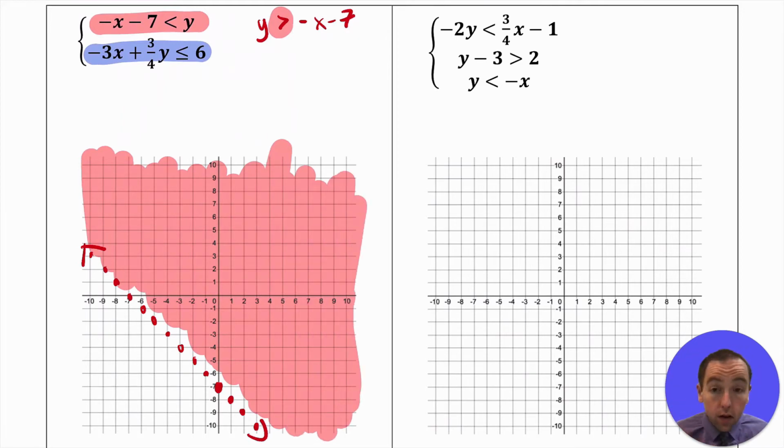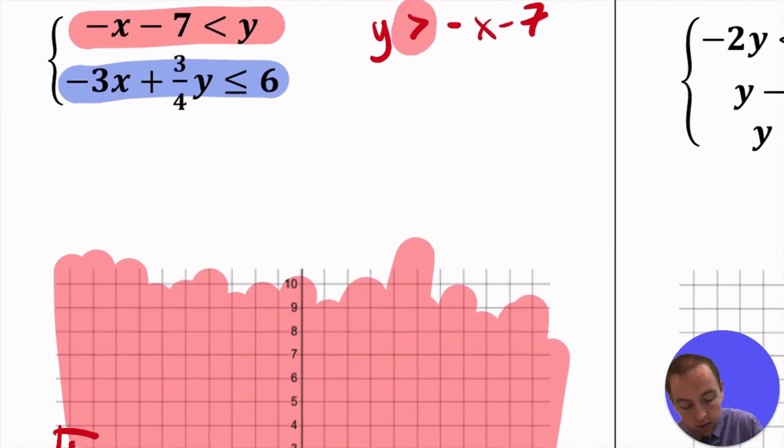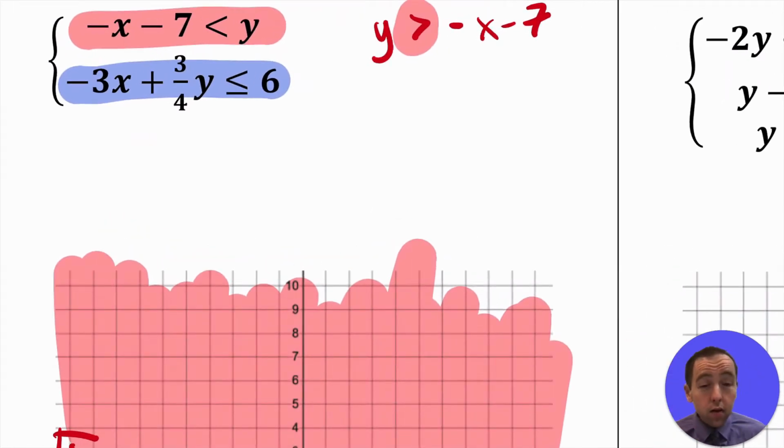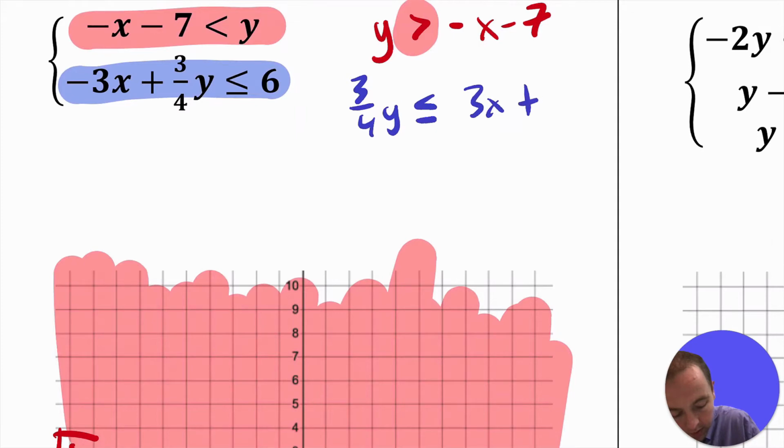Now, we're not done, though, because if we're satisfying a system, you want to have both conditions satisfied. So we also have to consider the blue condition as well. So we need to do a little bit of solving with that blue condition to get the y alone. So first, if we add 3x to both sides, then 3/4 y will be less than or equal to 3x plus 6. Didn't have to flip the symbol because we only added.